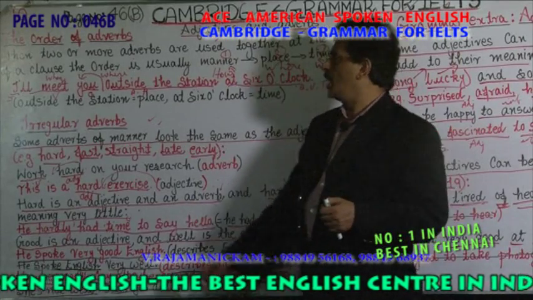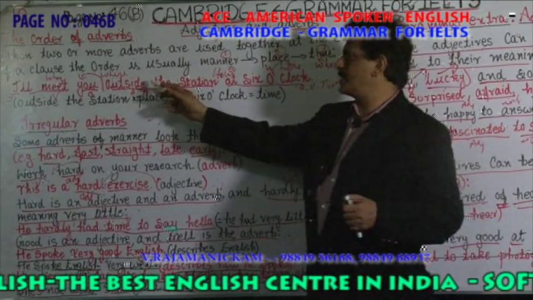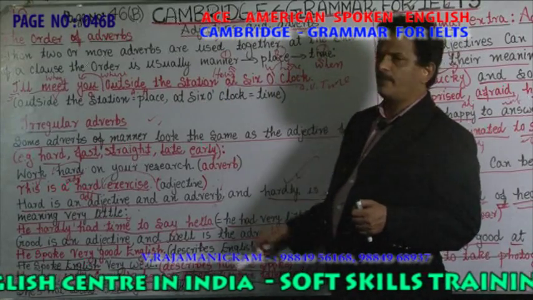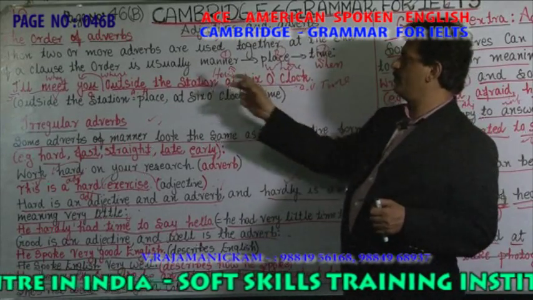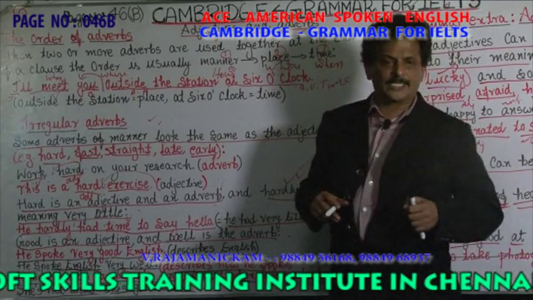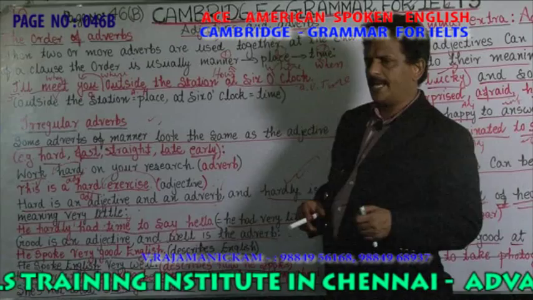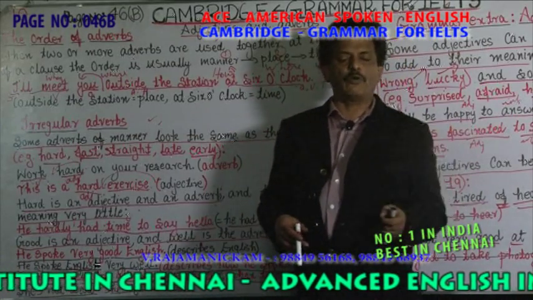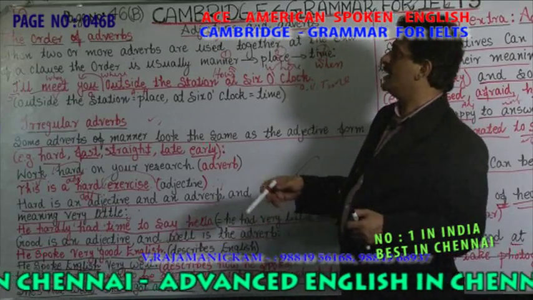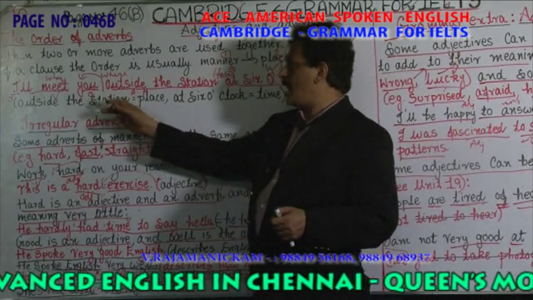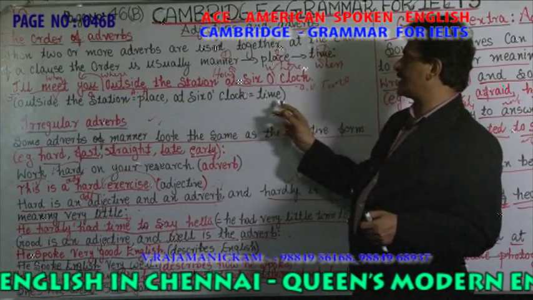I'll meet you. Where? You ask a question. Outside the station. So adverb of place should come first. When will you meet? At 6 o'clock. At 6 o'clock comes next to the adverb of place. So adverb of place and then adverb of time. Before all those, if you have an adverb of manner, it should come immediately after the verb. If there is an object, after the object, the adverb of manner should come. See, outside the station is the place. At 6 o'clock is the time.